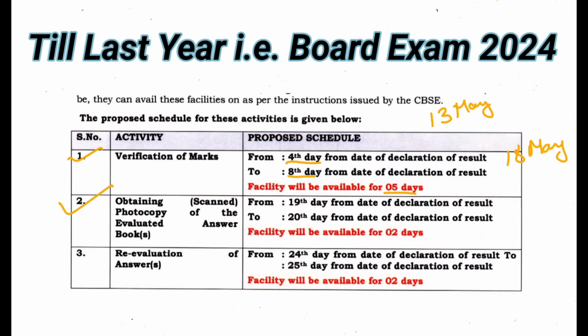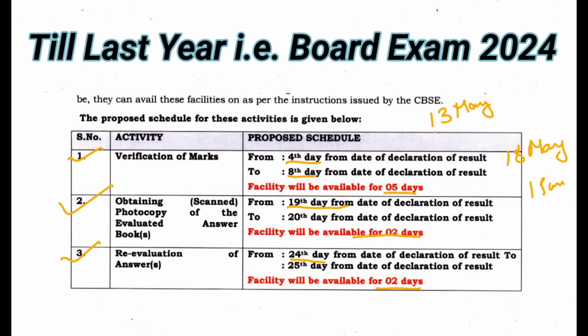After verification of marks, you can obtain the photocopy of your evaluated answer book, and this will start on the 19th day from the declaration of result. Means you can add 19, so it will go till 1st June or 30 May, and this facility is available only for 2 days. And lastly, you can apply for revaluation, which will start from the 24th day of declaration of result, and this facility will be available for 2 days. Remember, this sequence of activity was happening last year.